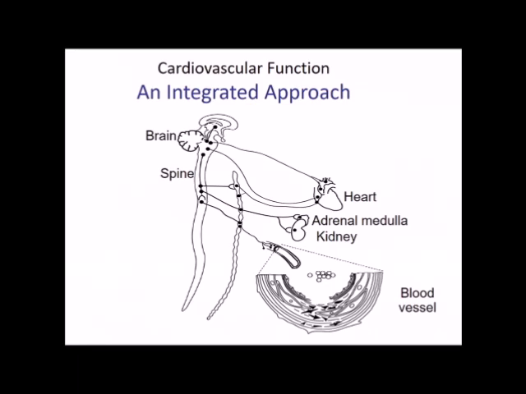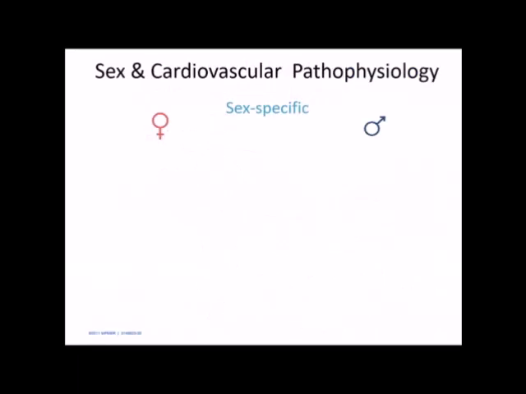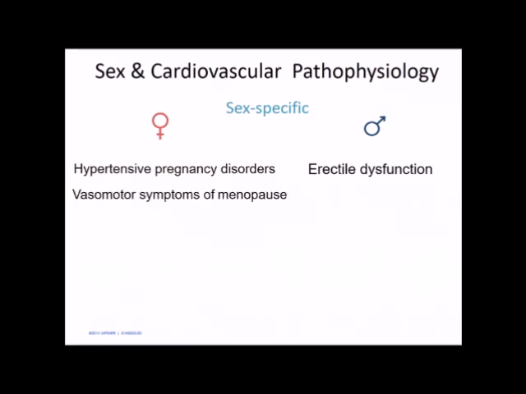So how does that play out? Well, it plays out in differences in sex-specific conditions. Men have erectile dysfunction. It's not going to kill you, but it's going to affect your quality of life and may be indicative of more widespread peripheral atherosclerosis. A sex-specific condition in women, on the other hand, hypertensive pregnancy disorders, can kill you. Okay? Vasomotor symptoms of menopause, while there's debate on whether that increases your risk for cardiovascular disease as you age, clearly affect quality of life as a sex-specific response.